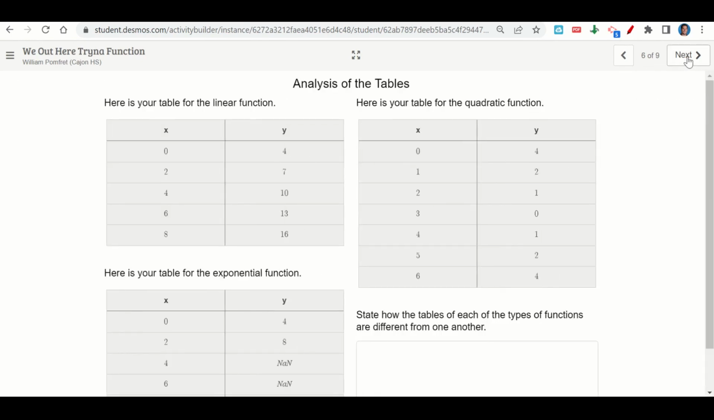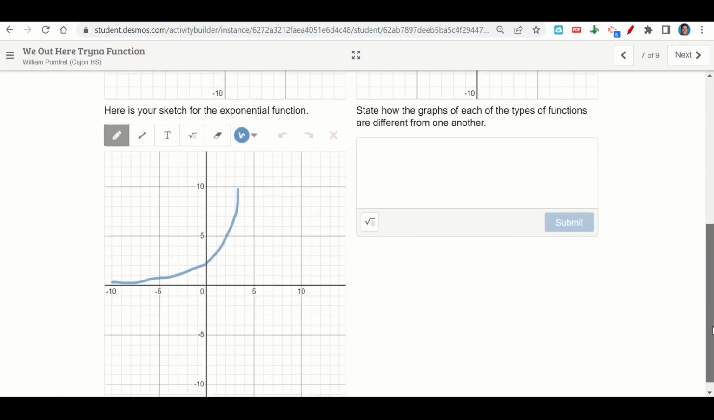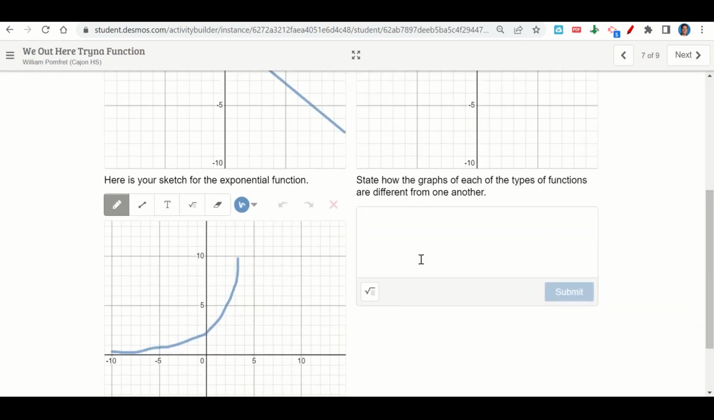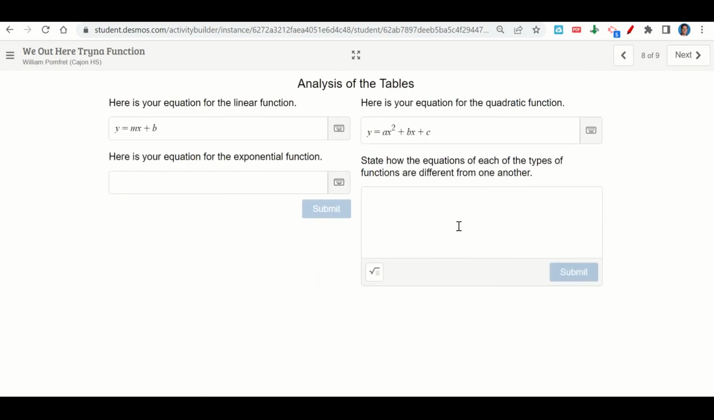After that, we're going to look at all the tables that we've created, so they should all be here. And we're going to state how they're different from each other and how they are the same. We'll do the same thing with the sketches of the graphs. So here's all our graphs, and we're going to state how they're different and similar. And lastly, we'll look at the equations and state how they are different and similar.